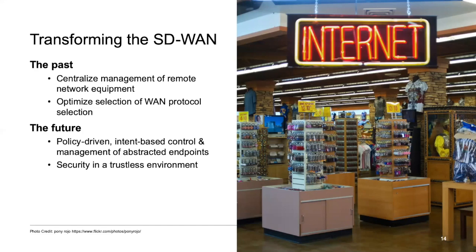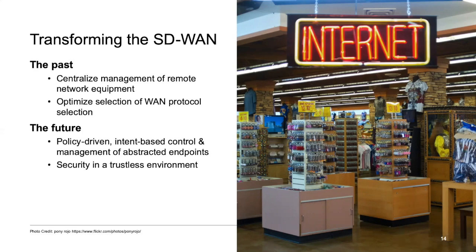So the early, essentially first generation SD-WAN really had two basic goals, two basic capabilities. The first is to centralize management of remote network equipment, right? So if you are a retailer like Walmart and you have tens of thousands of stores and they all have equipment in their data closets, you don't want to have somebody local at the store have to manage that stuff. So you want to centralize management at your centralized IT function, even though the physical hardware is remote. And SD-WANs were invented largely to solve this problem.